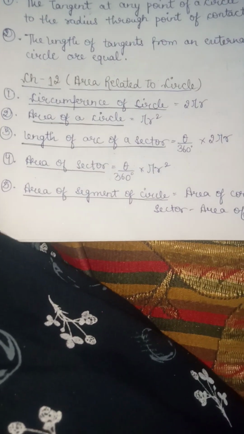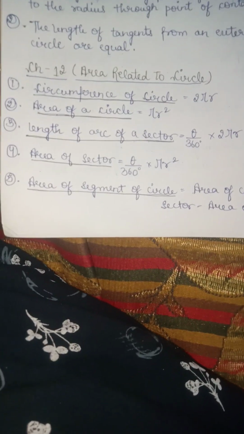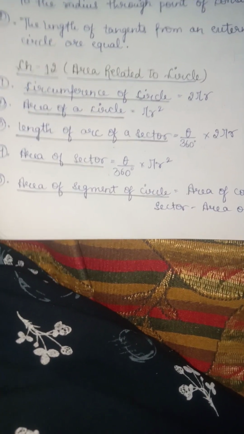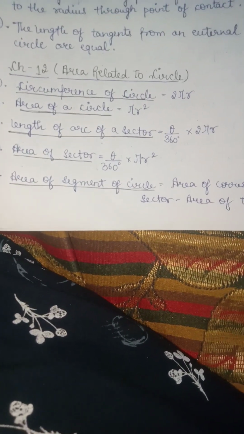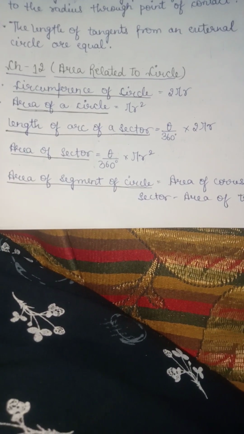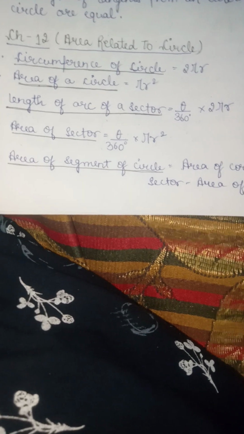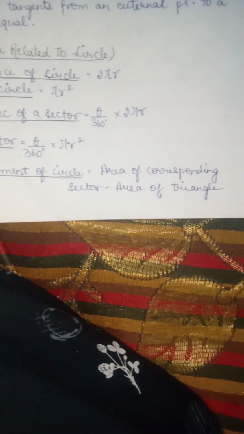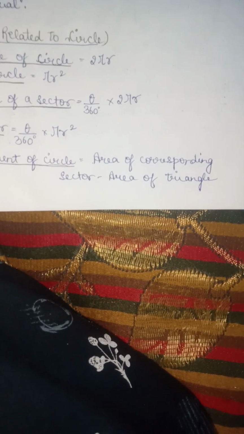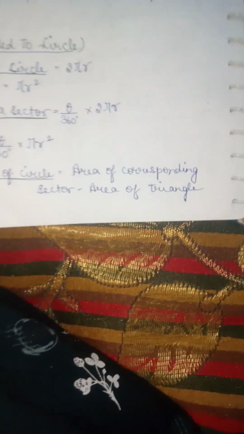Now come to chapter 12, Areas Related to Circles. First, the circumference of a circle is always 2 pi r. Area of a circle, pi r square. Length of arc of a sector, theta upon 360 into 2 pi r. Here theta is the angle that is given in the question. Area of the sector, theta upon 360 into pi r square. Area of segment: area of the corresponding sector. We have to find the sector area first and then subtract the area of the triangle.